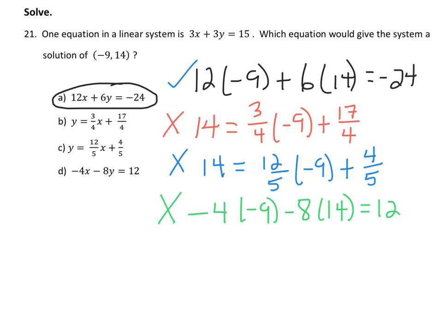I also could have used substitution, elimination. I could have used the calculator to graph a system of equations. Lots of things I could have done, but I think the easiest way for me was to just plug in the values for x and y into the equations to see which one was true.